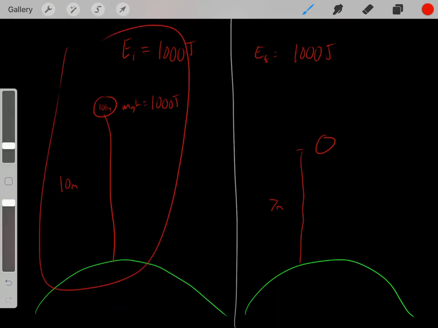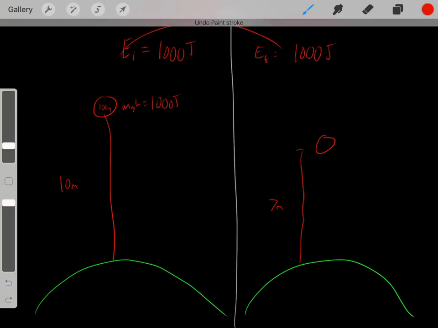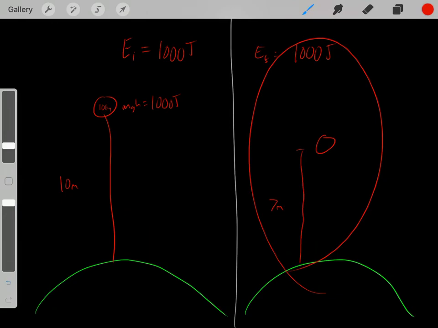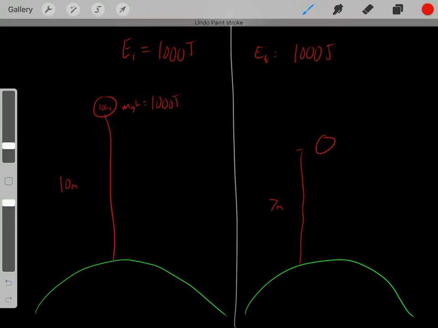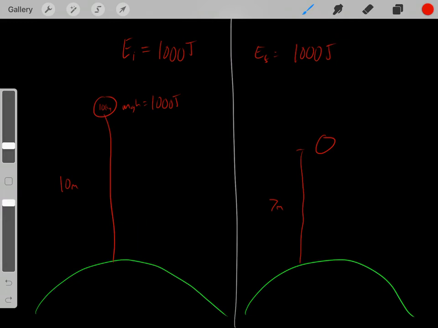If we started out with 1,000 joules, then 1 second later, or 2 seconds later, or 1,000 seconds later, the total amount of energy must still be 1,000 joules, because energy is conserved. Energy isn't created or destroyed. It's just converted from one form to another. So that's how I like to approach these problems.